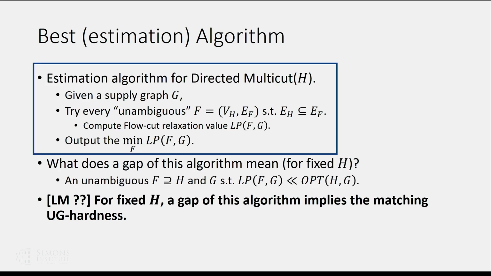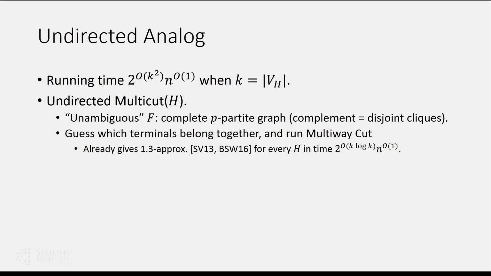So I think this algorithm is also very natural, but it becomes more natural if we consider the undirected analog. By the way, the running time of this algorithm is 2 to the k squared times n to the constant, so it can be called an FPT approximation algorithm. If you look at the undirected analog, then unambiguous F means a complete p-partite graph for some p, which means that the complement is just a union of disjoint cliques.